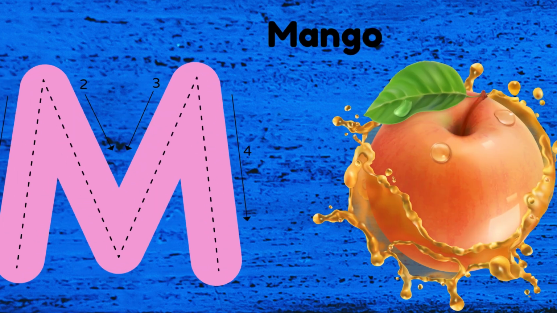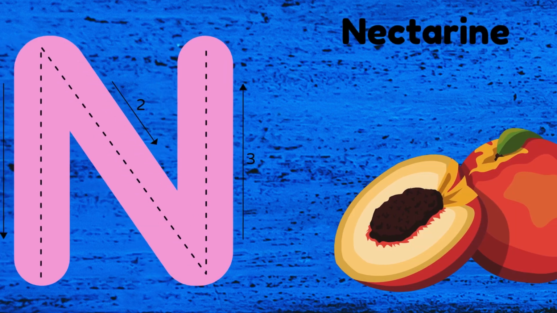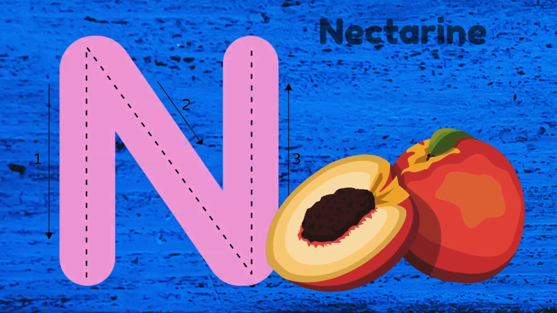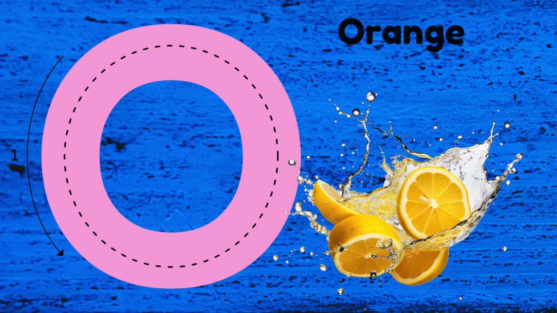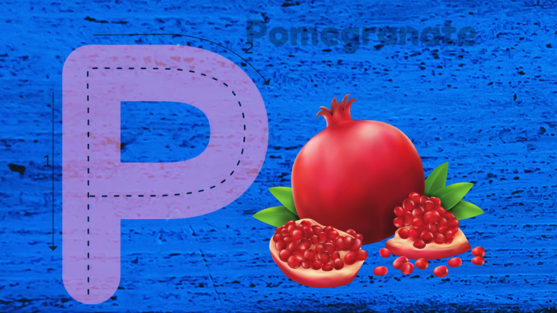M is for mango, ma, ma, mango. N is for nectarine, na, na, nectarine. O is for orange, o, o, orange. P is for pomegranate, p, p, pomegranate.